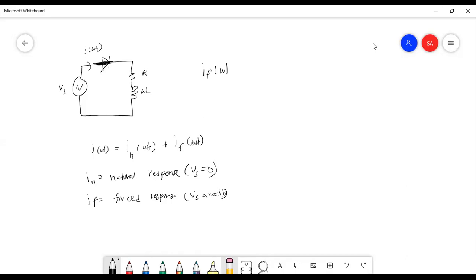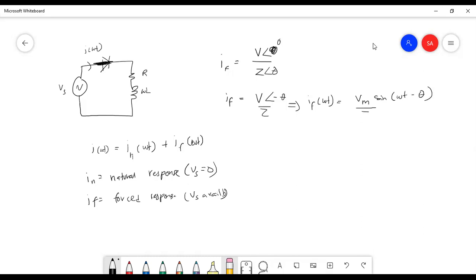So the IF here can be computed by using V over Z, which is Vm sine omega t over Z. Sorry, this one should be in the polar form. IF is actually V with an angle of 0, so we assume that it's the reference, and the impedance with an angle of theta. So we can find that IF is V angle minus theta over Z. And if we write it in terms of the time domain, we can write it as Vm sine omega t minus theta over Z. So this is our force response.